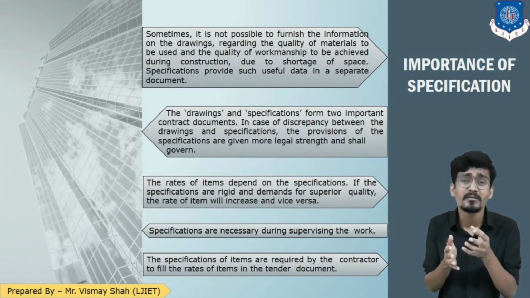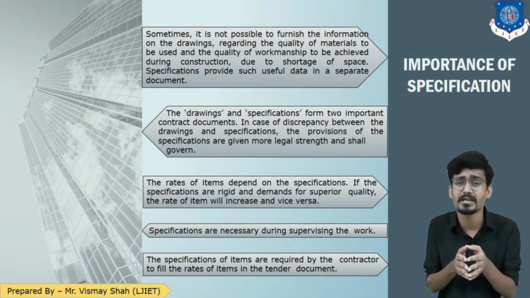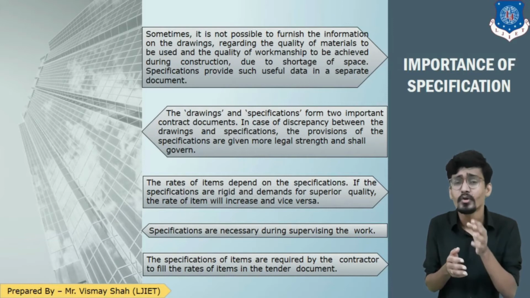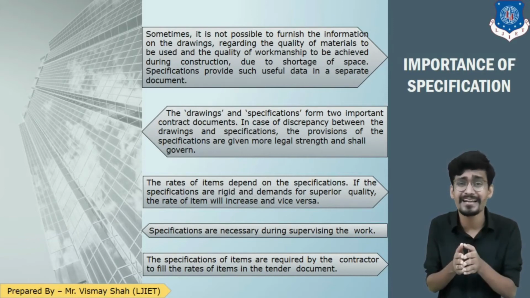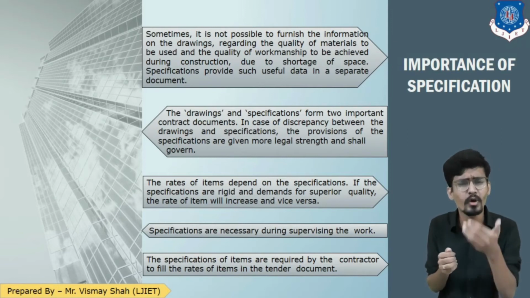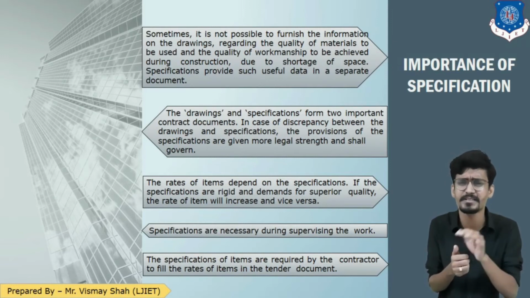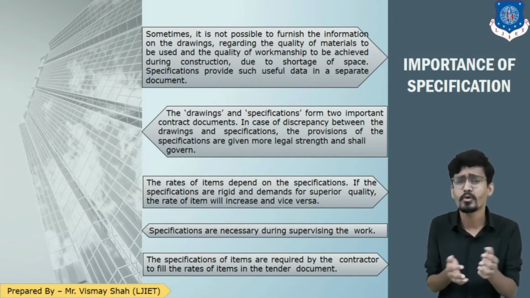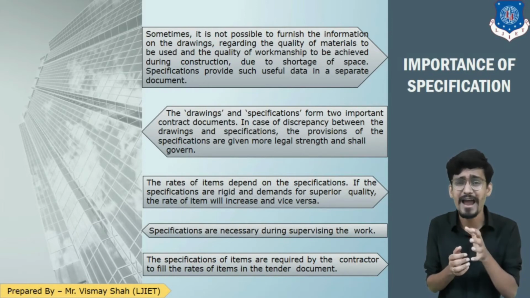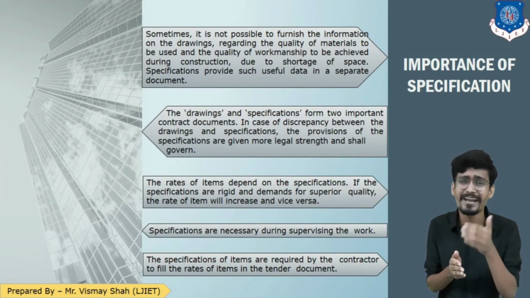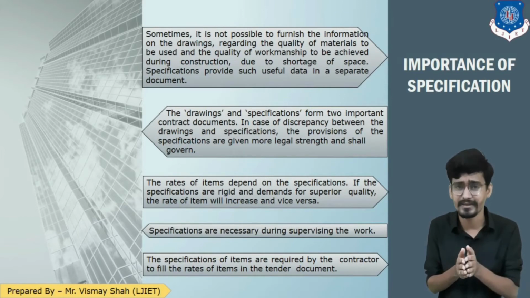specifications are the basic requirements for contractors to fill up the rate in the tender. As a contractor, if you are filling up the tender or quoting the rate, you need to know the specification of that item. If the specifications are very high or very rigid, you are going to quote a high rate. If the specifications are normal or just below normal, you are going to quote normal rates. So this is the importance of the specification. There are 5 major points in the importance of the specification. You can write many more as per your thinking.